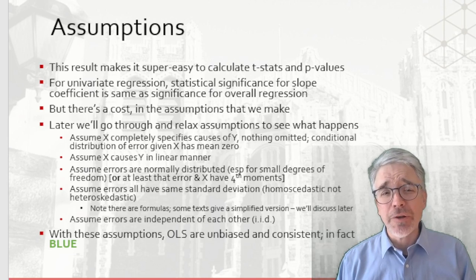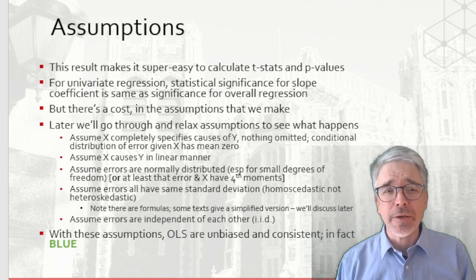For univariate regression, where there's just one x variable, the statistical significance for the slope coefficient is the same as statistical significance for the overall regression. Next, we're going to add in more x variables, and that will drop away.